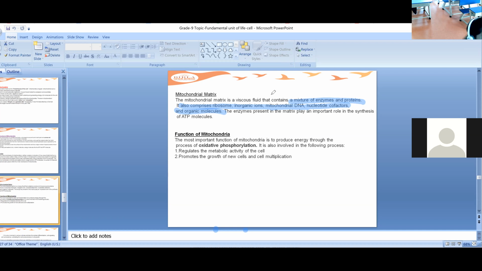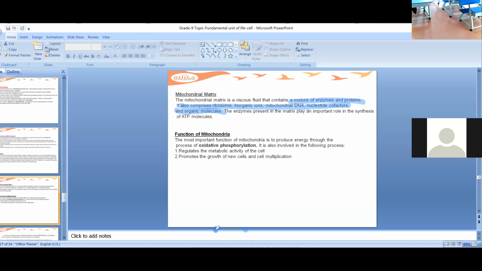So in this viscous fluid which is present inside the mitochondria, lots of enzymes and proteins are present. And it also comprises ribosomes, inorganic ions, mitochondrial DNA, nucleotides, organic molecules, etc. are present inside this jelly-like material.